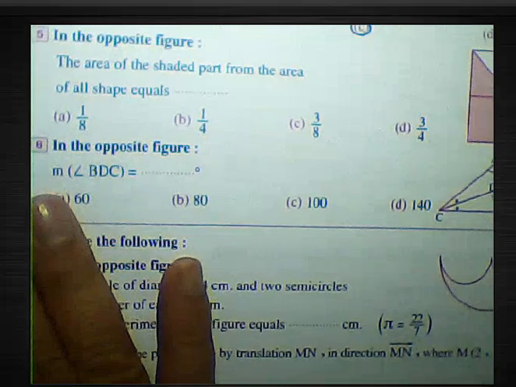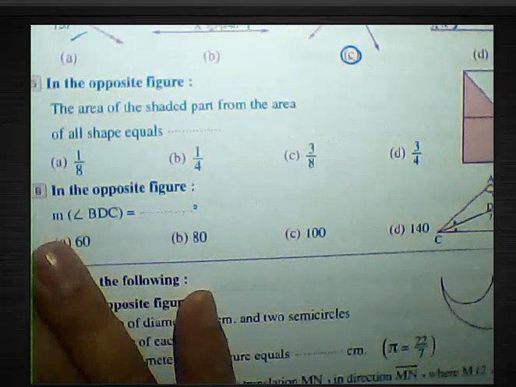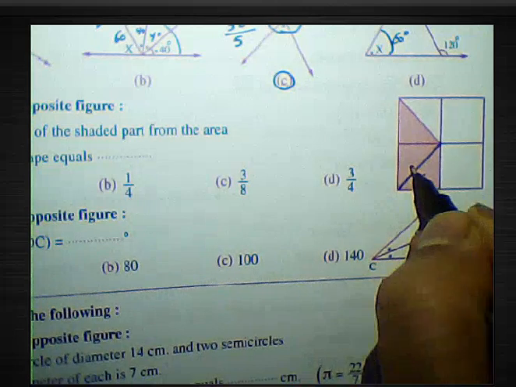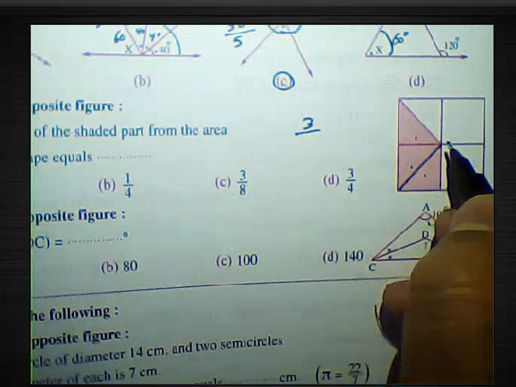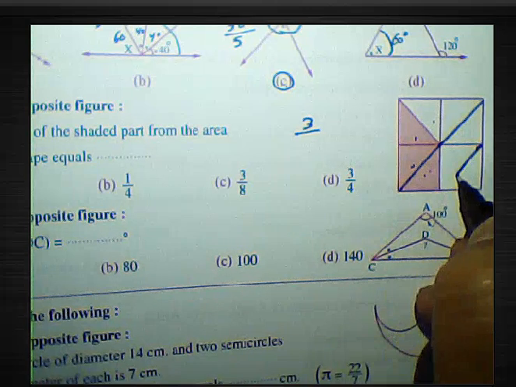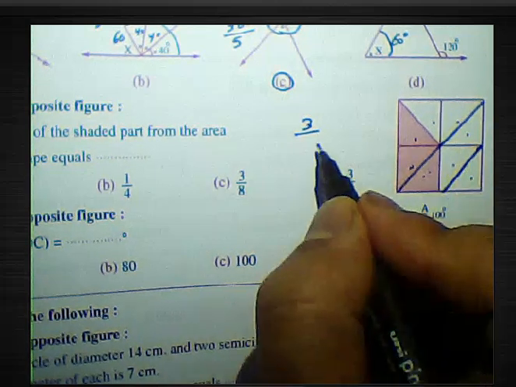In the opposite figure, the area of the shaded part equals what? We have how many parts here? Colored: 1, 2, 3. From the total parts: 1, 2, 3, 4, 5, 6, 7, 8. So 3 over 8.